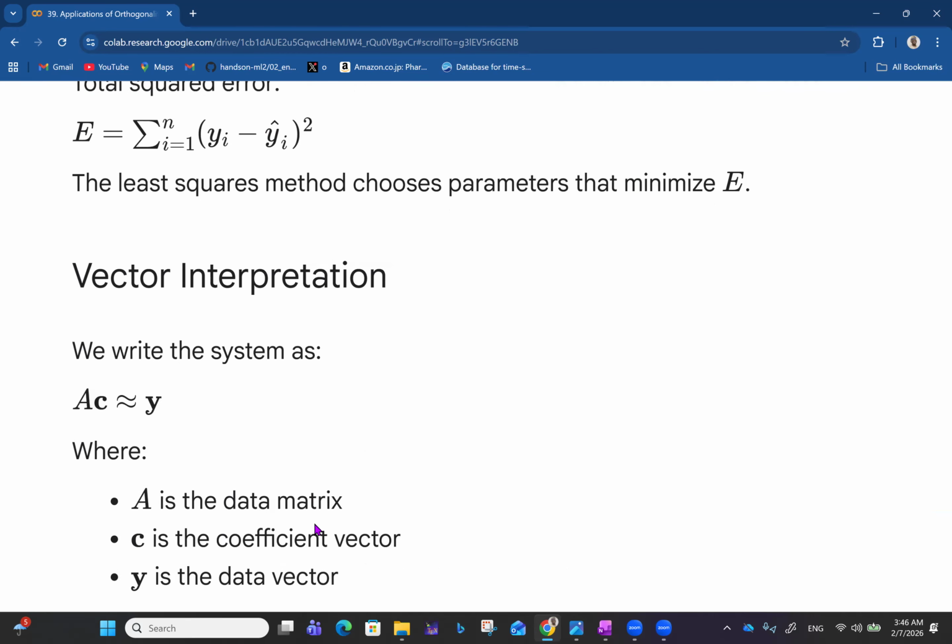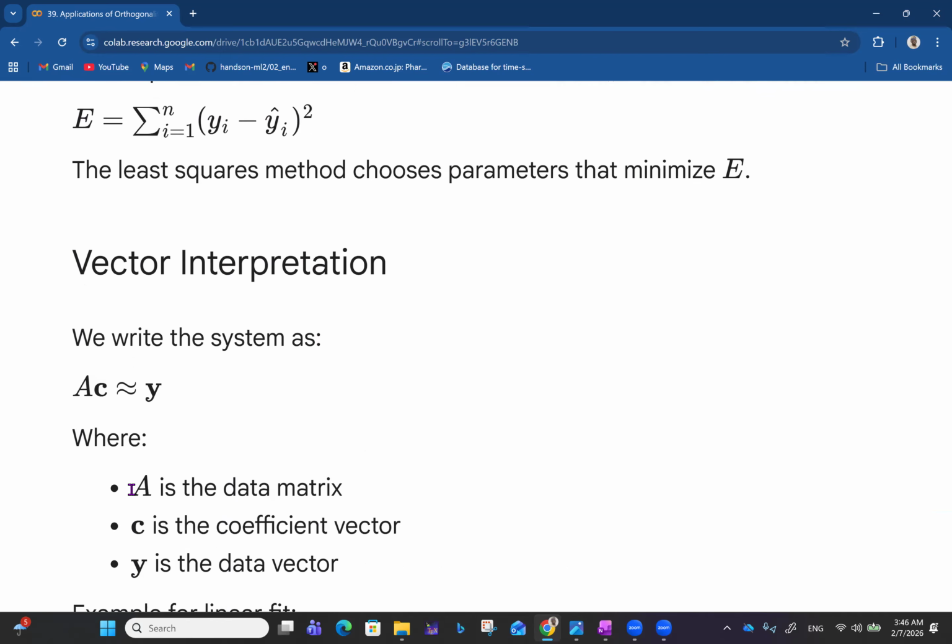So for the vector interpretation, how does that go? We write the system as AC approximately equals Y. That was exactly what we did in the last video, where we said Ax is approximately b, the right-hand side. So same thing, where A is the data matrix. You have data and you form a matrix with that. And C is the coefficient vector. Maybe we are looking for the a and b I found in the last video, for instance, which is the coefficient vector. And Y is the data vector.